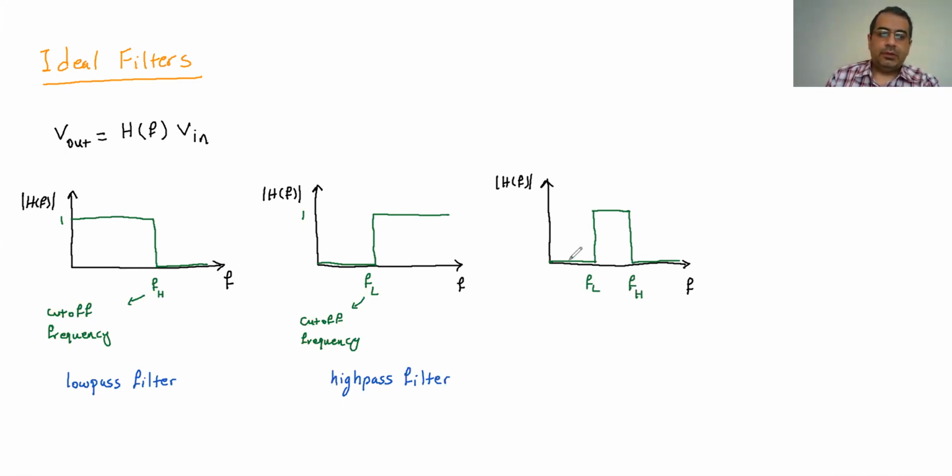So if you look at this one, it only lets the signal that has a frequency between FL and FH pass through.